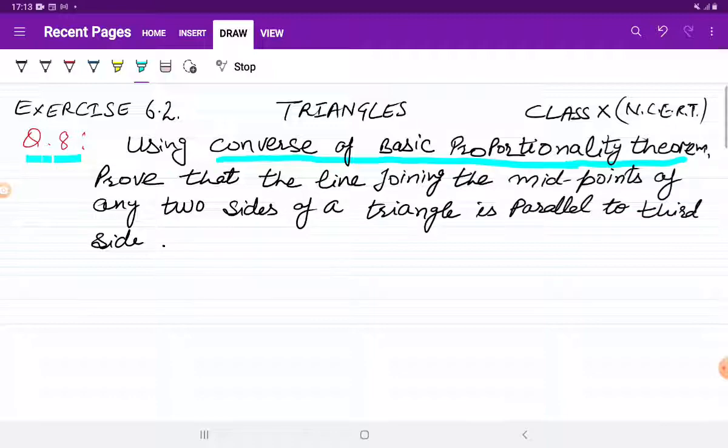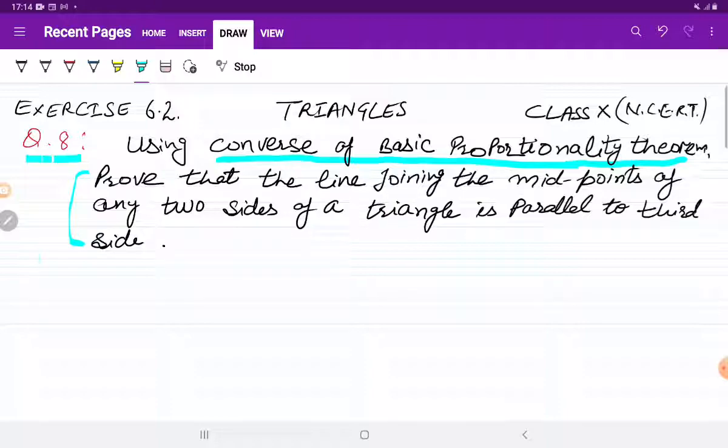But here we can't apply that because it is written converse of basic proportionality theorem. You can use that one if this is not written. If only this statement is coming, then you can solve by any method, right? But here we are using only the converse of BPT. Okay, so now come to the question.